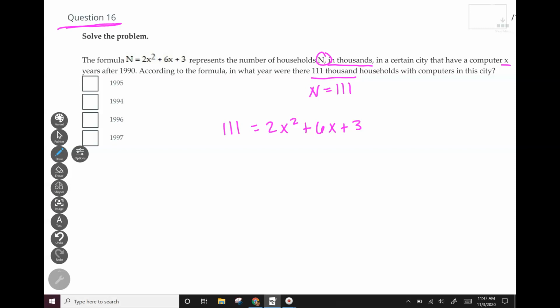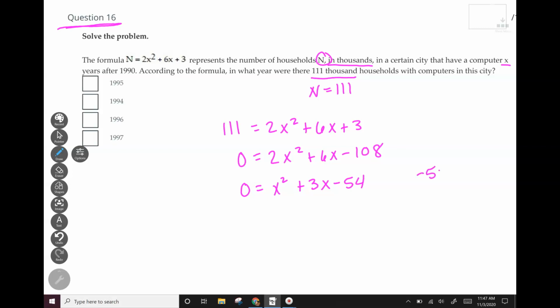You can factor. If I subtract that over, I get 2x squared plus 6x, and then 3 minus 111 is negative 108. But look, these are all even, so I can take out a GCF. I can divide the whole equation by 2. So x squared plus 3x minus 54. So that's a lot easier, and I can actually factor that.